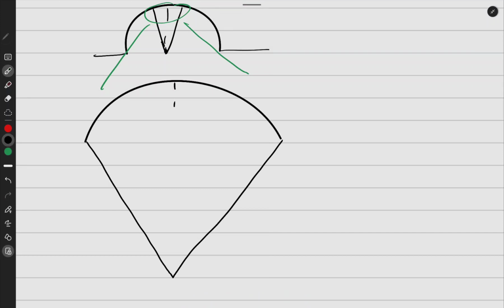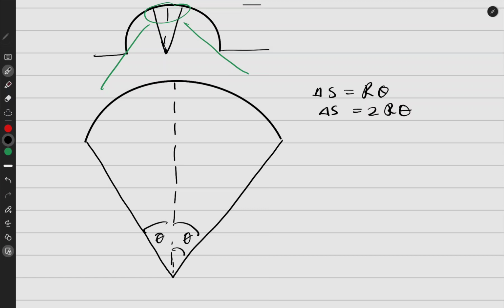I'm cutting my thing just in between and giving this angle a name, theta, and giving this one theta again. We also know that our arc length is always equal to r theta. But from here we notice that the angle itself is made of two thetas. So our arc length is going to be 2r theta. That's a very good success.